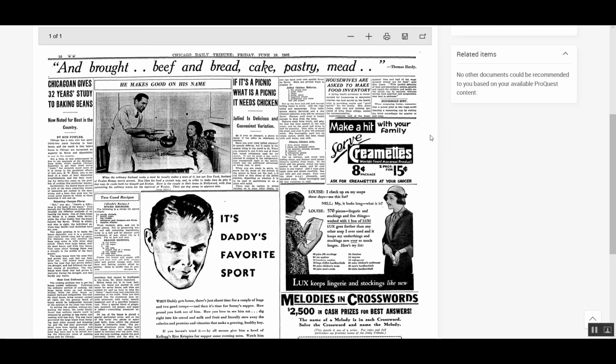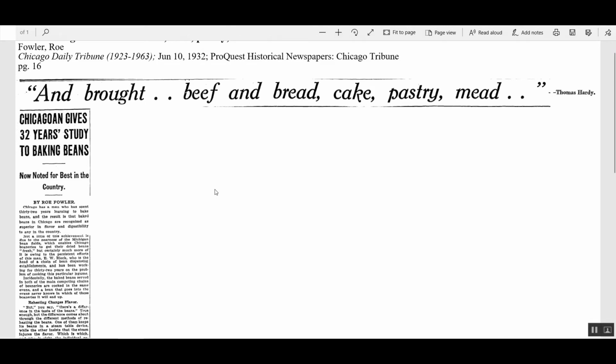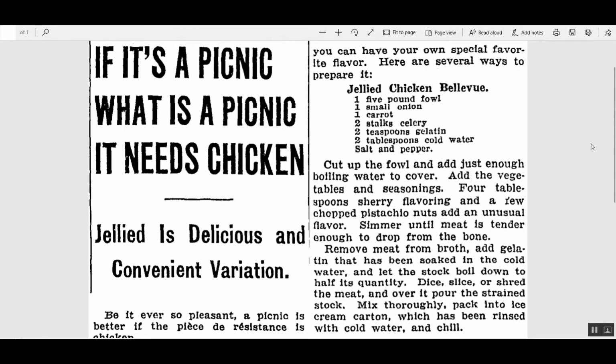So I've got an article here about a Chicagoan who gives 32 years study to baking beans, which is kind of fun. And then here's a good one. If it's a picnic, what a picnic needs is chicken. Jellied chicken is a delicious and convenient variation. So if you need a recipe for jellied chicken, you can find it here. No need to worry.